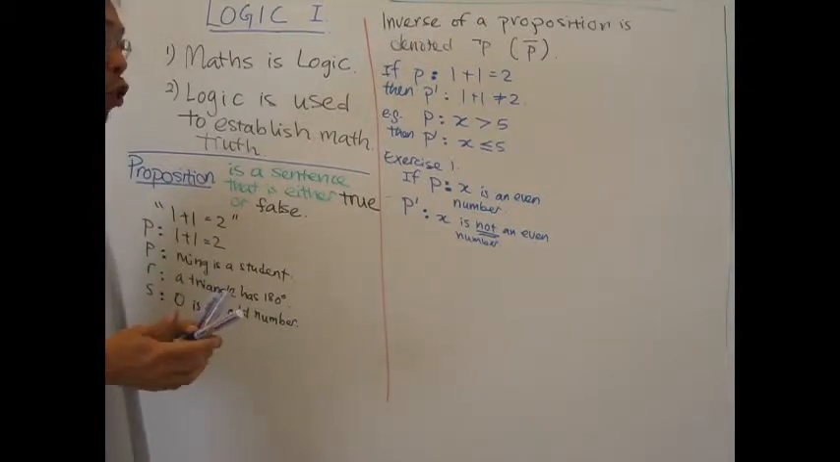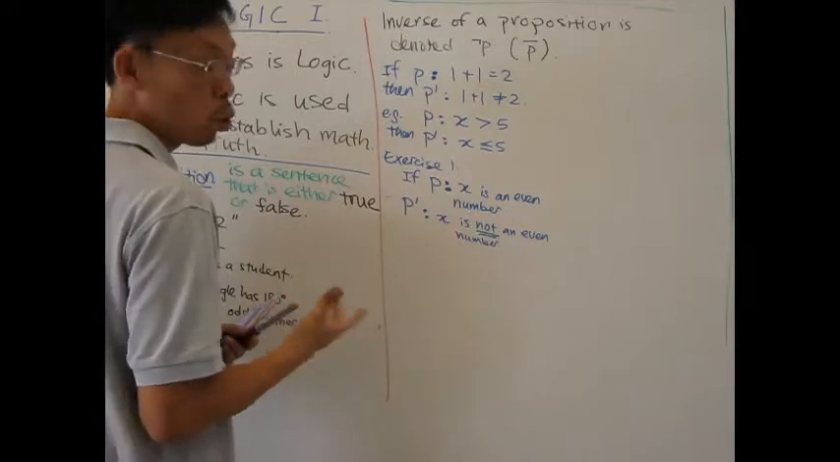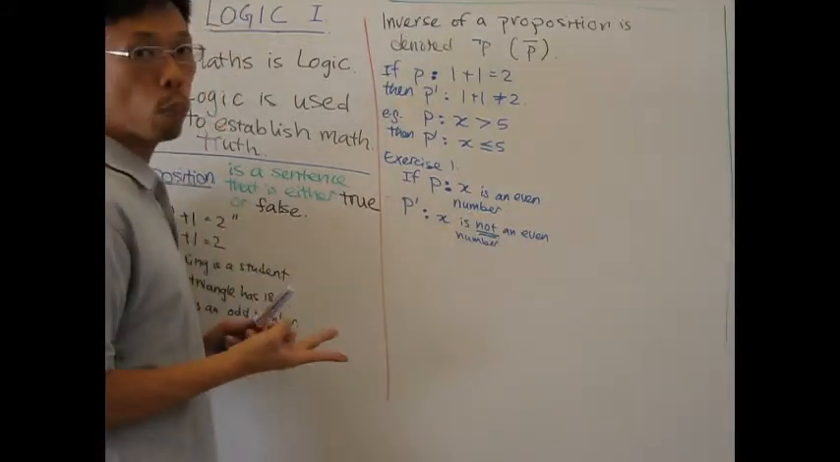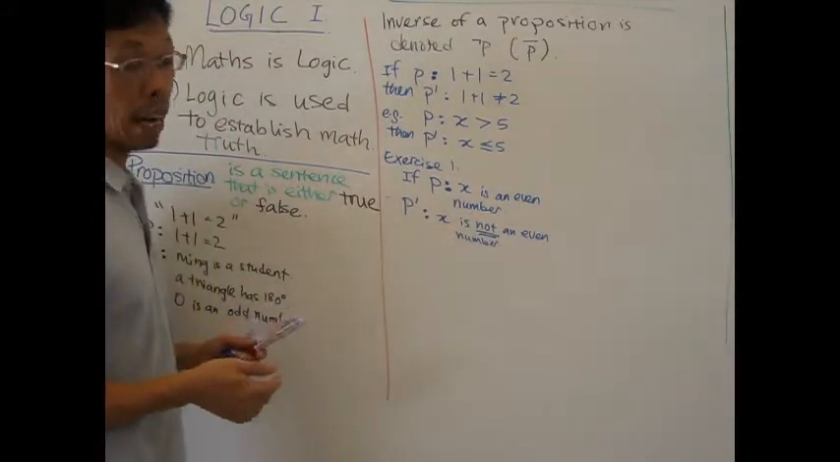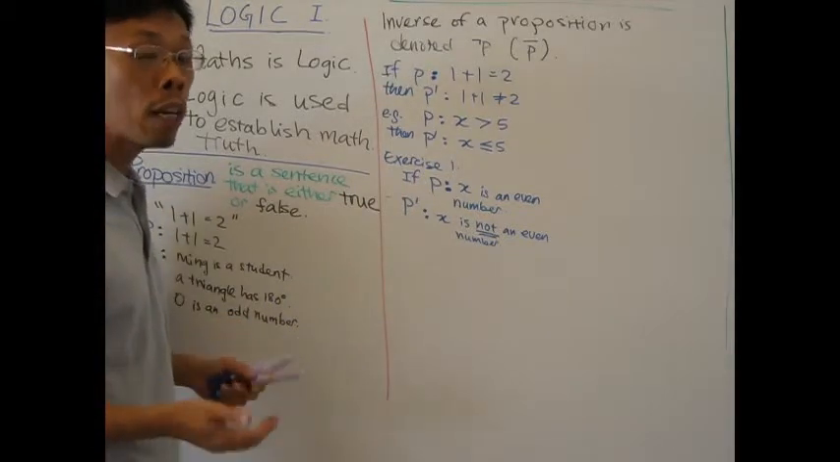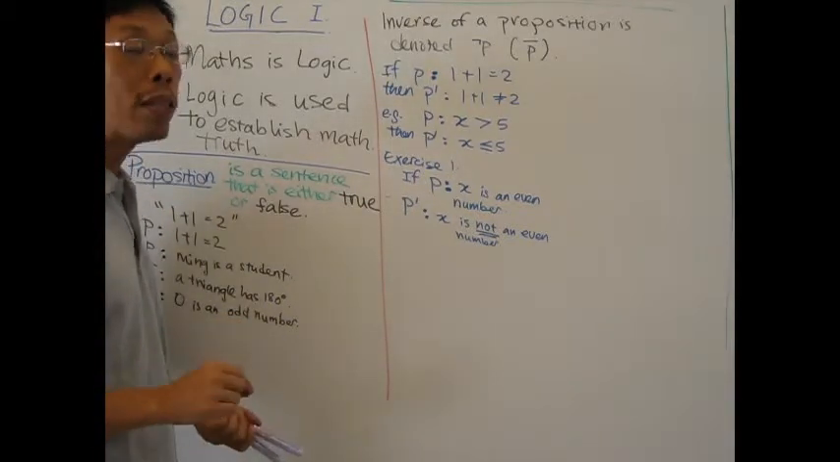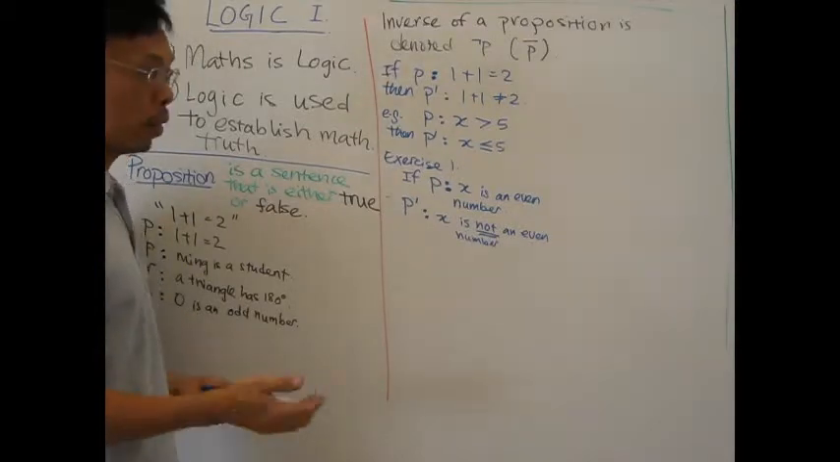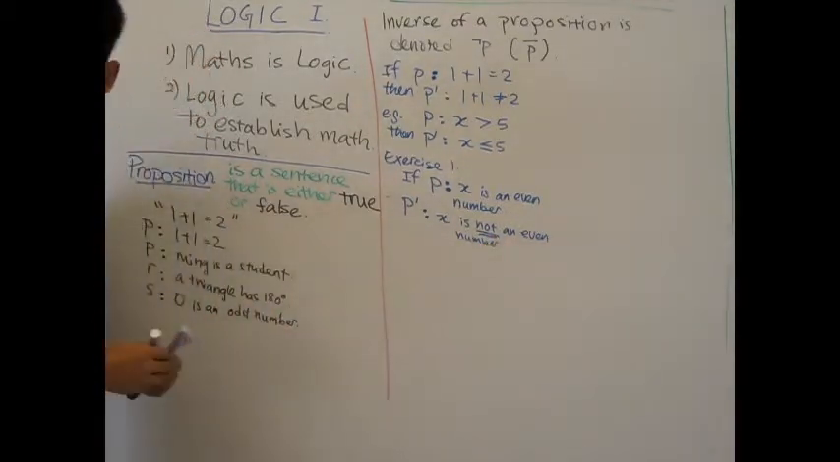If you have written x is odd, unfortunately that is incorrect, because the inverse of x is an even number can be two possibilities. It could be an odd number, or it could be 0. Remember, 0 is neither odd nor even. So this is the proper inverse.